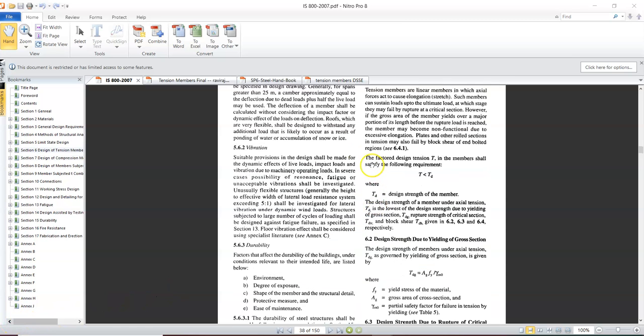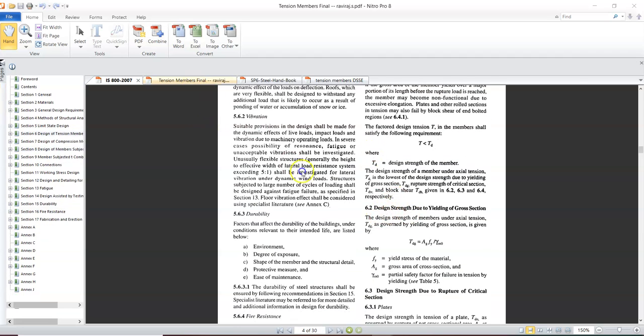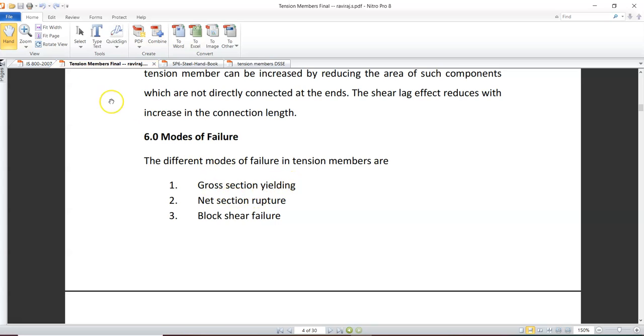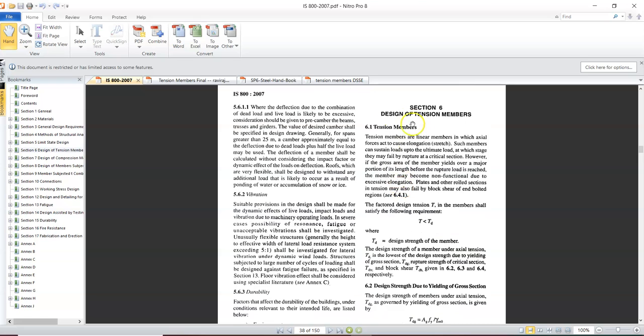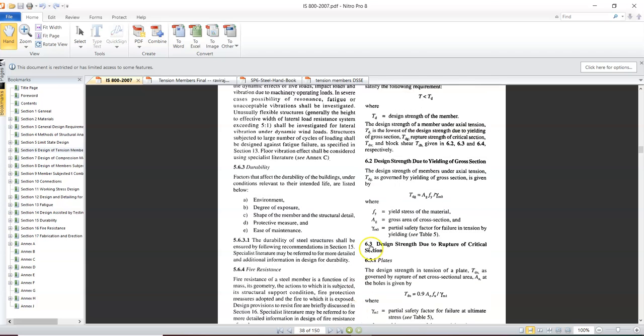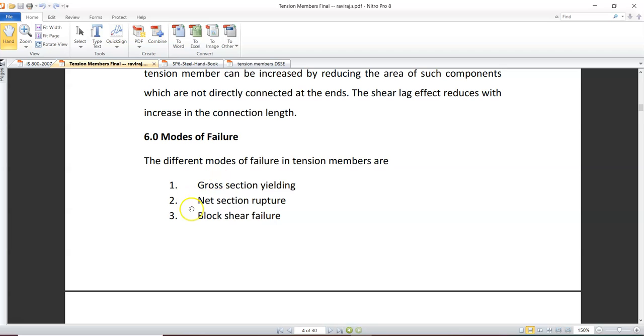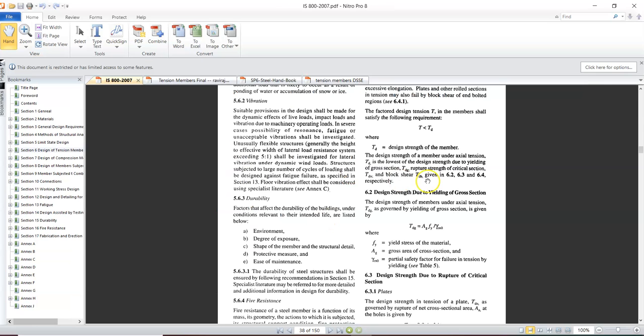Quickly briefing same IS 800. So as we already know, tension members fail by yielding of gross section, rupture of critical or the net section, and block shear failure, which is combination of shearing and tension. When we say IS 800 2007, clause number section 6 and page number 32, the design capacity of the same three failure modes is mentioned here.